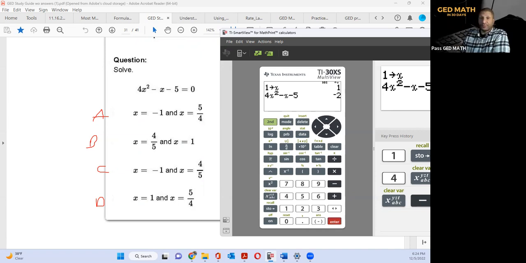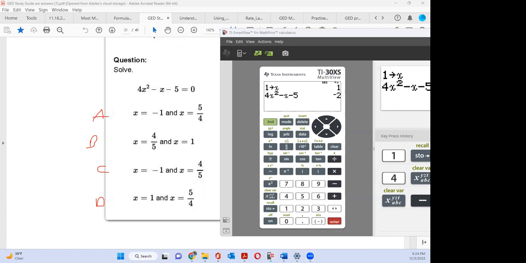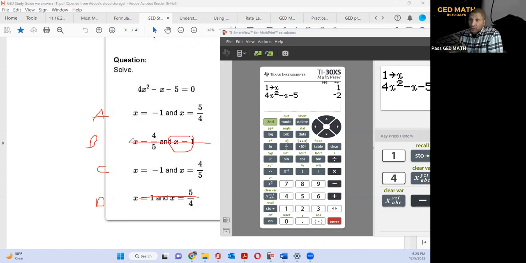Did I get 0? No. So I know 1 is not a solution. I don't have to test for the 5/4 because I know it's not D. Well, 1 is also in B, so I know it's not B. So I just eliminated 2 multiple choice options in 10 seconds.